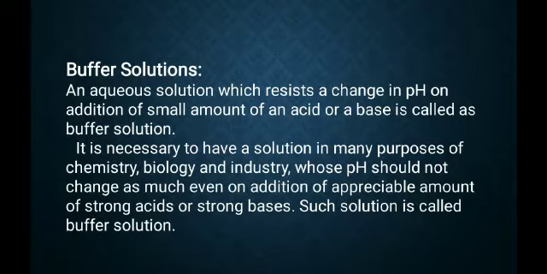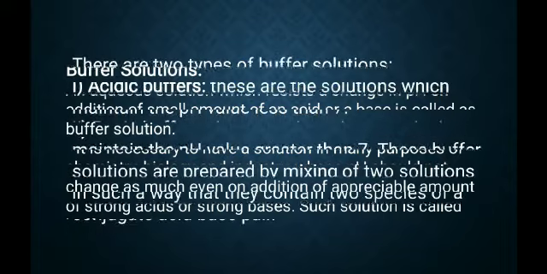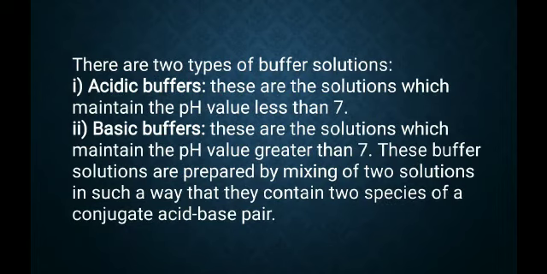It is necessary to have a solution in many purposes of chemistry, biology and industry whose pH should not change much even on addition of an appreciable amount of strong acid or strong base. Such a solution is called a buffer solution. There are two types of buffer solution, acidic buffer and basic buffer. Acidic buffers are solutions which maintain a pH value less than 7, whereas basic buffers are solutions which maintain a pH value greater than 7.